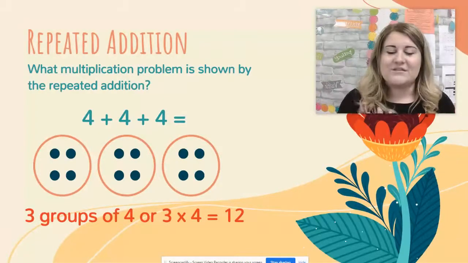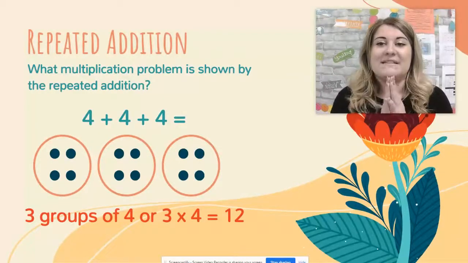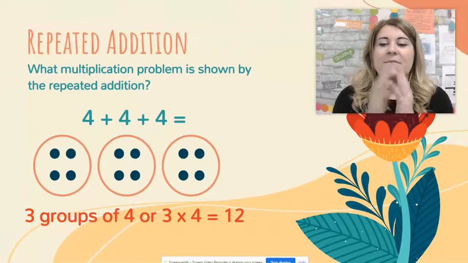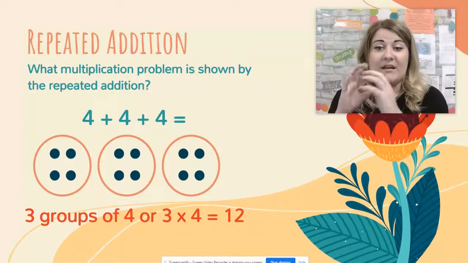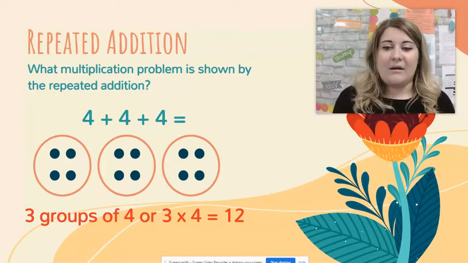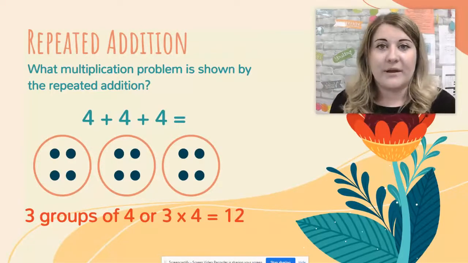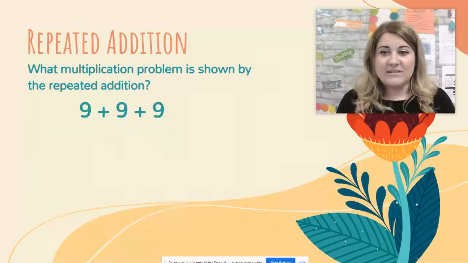It's a whole thing. So trust me when I'm telling you this is the easiest, most non-complicated way to do this. Draw a group with that many in it for each number. Count how many groups you have, 3 groups of 4, write it out, and then say, well, it's 3 times 4, okay? So let's try one more together.